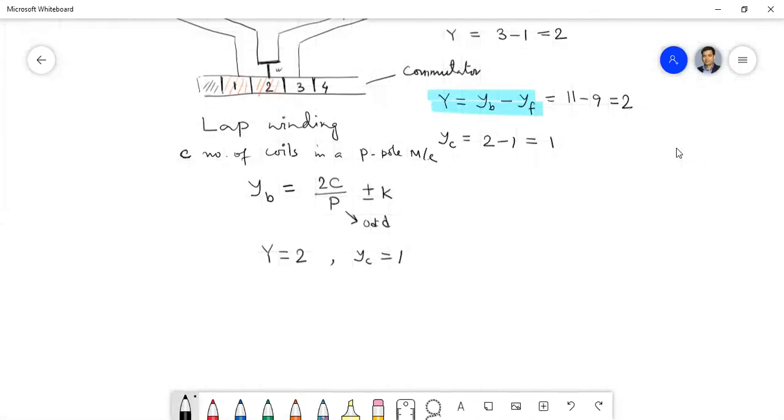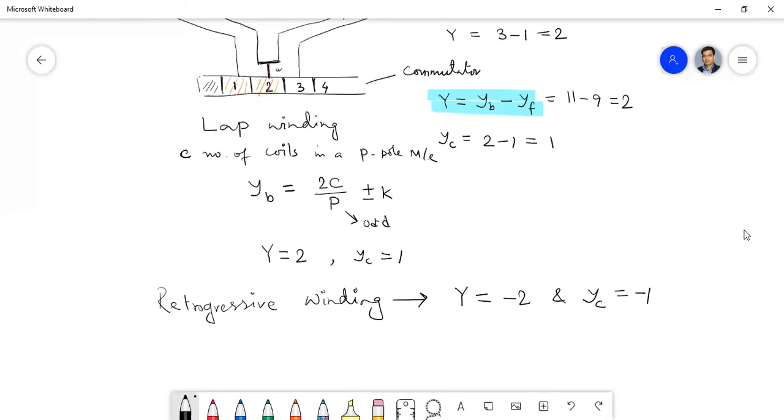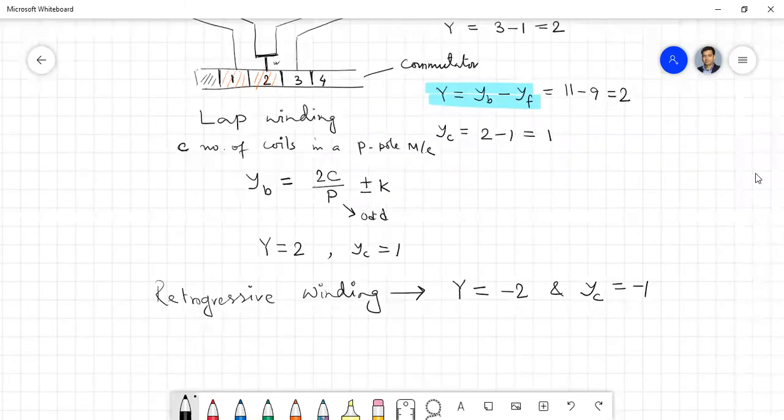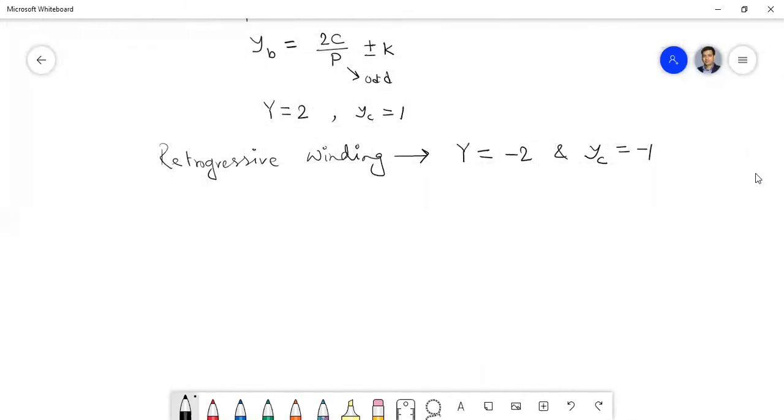So in the last class I discussed only the progressive winding. So there is also retrogressive winding. For that we have winding pitch Y equals -2, and YC, that is the commutator pitch, equals -1. Okay, and if you want to visualize what kind of winding it is, then we can say that.